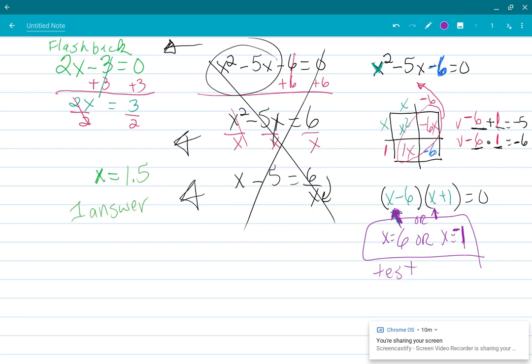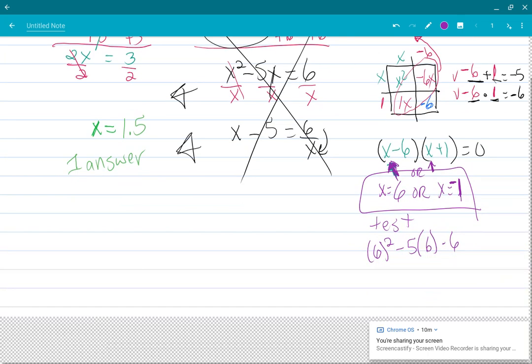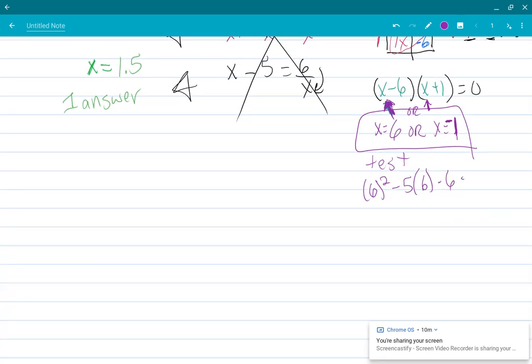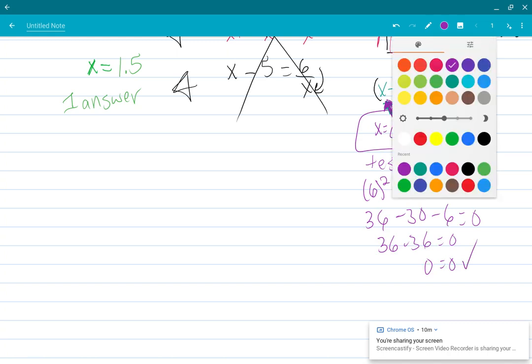So we're going to plug in 6 for x. So we're going to put 6 squared minus 5 times 6 minus 6 equals 0, right? So this is going to be 36 minus 30 minus 6 equals 0. 36 minus 36. So 0 equals 0. It checks. It works. So 6 worked.